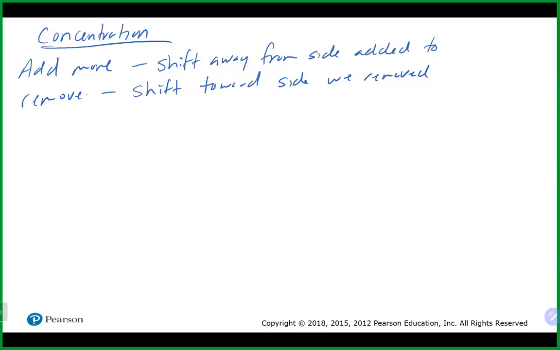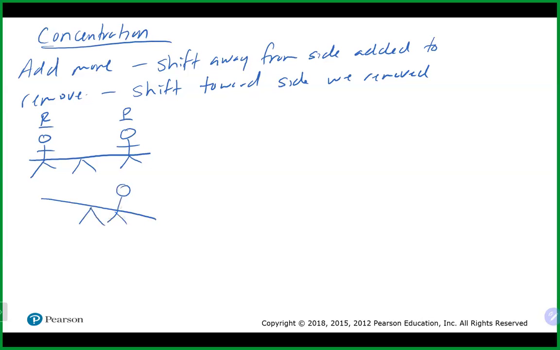So, for example, if we took a nice teeter-totter here and we put some stick figures on there, and this is our reactant side, this is our product side. And let's say that somebody hopped on the product side. So we put more products in there, right? What's going to happen is this teeter-totter is going to kind of do this deal here, right? This guy's going to go up and maybe not be so happy about that.